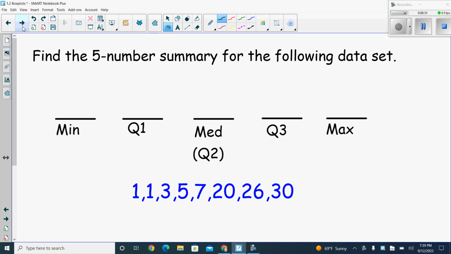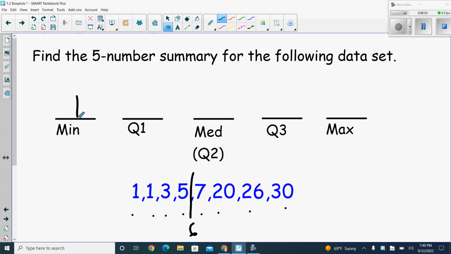For instance, if we look at this problem, we'll do a quick count here. 1, 2, 3, 4, 5, 6, 7. There's 8 of them, unfortunately. That means our median will be halfway between these. If we add 5 plus 7, that's 12. 12 divided by 2 is 6.